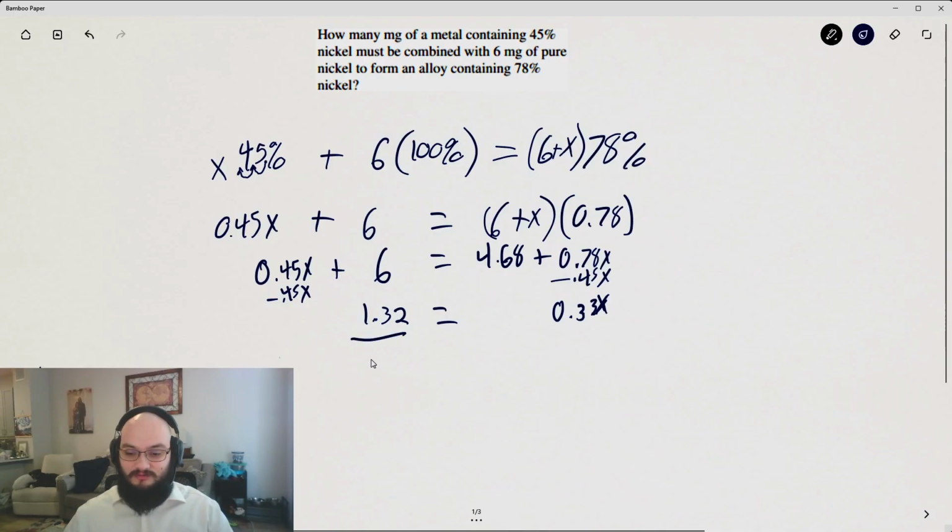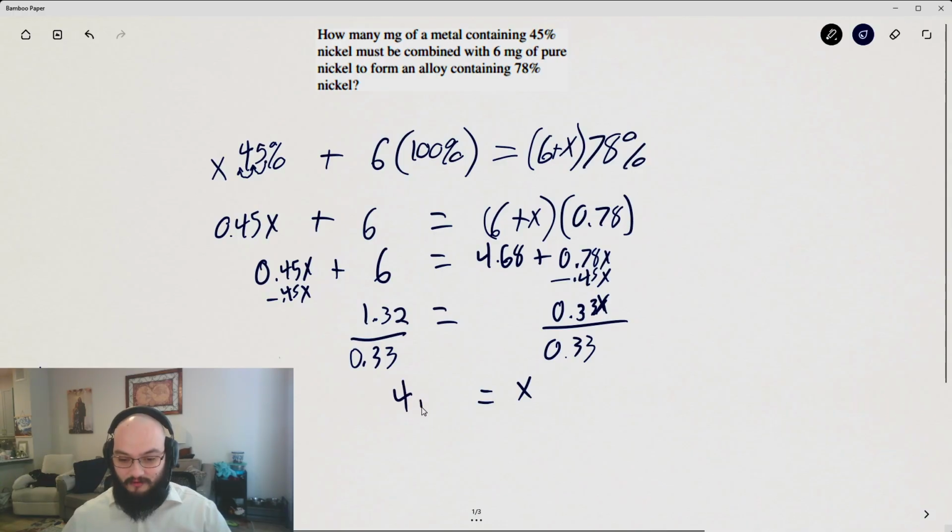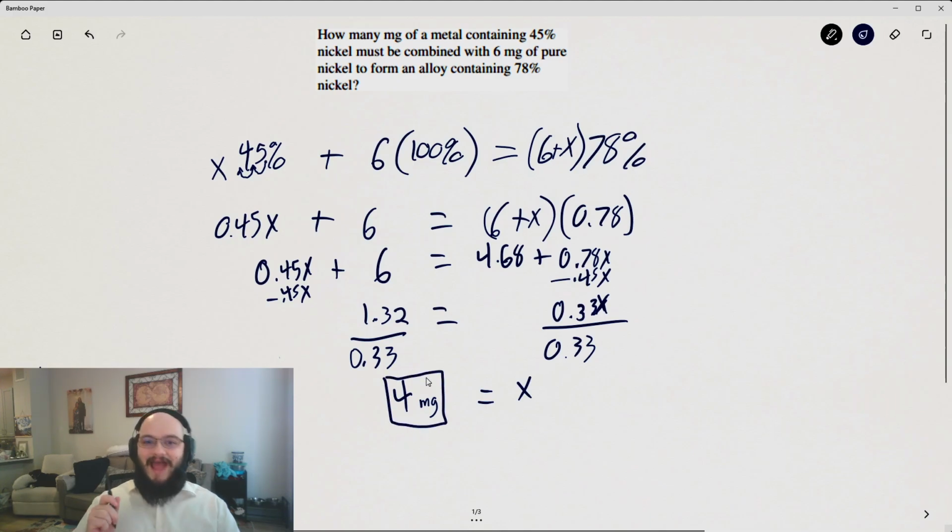Finally, to find x, we need to divide both sides by 0.33, my apologies. Divide this by 0.33, and we'll have x is equal to 4 milligrams. That is the unit that we were trying to find. And this is our final answer for how many milligrams of metal containing 45% nickel must be combined with the pure nickel to make the mixture we're looking for.